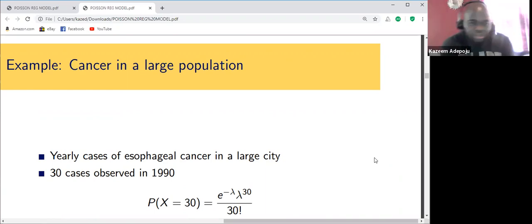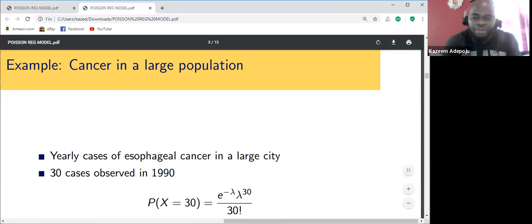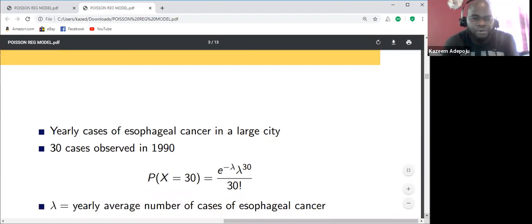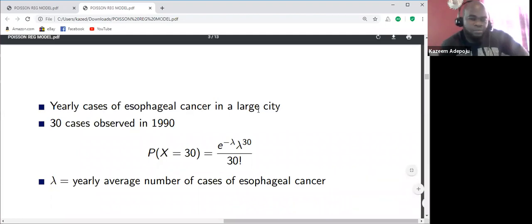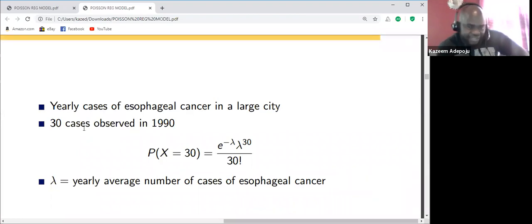Now, we want to talk about a cancer in a large population. And this time around, we're going to be talking about yearly cases of esophageal type of cancer in a large city. Now, we want to investigate 30 cases, which were observed in 1990.